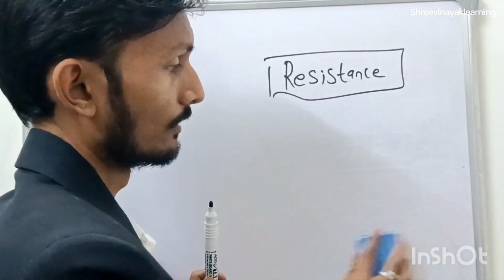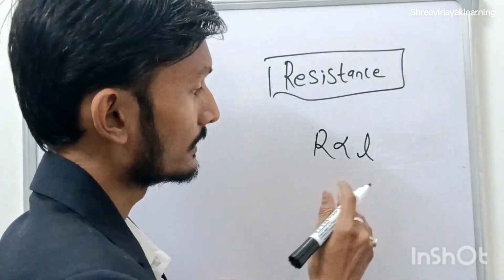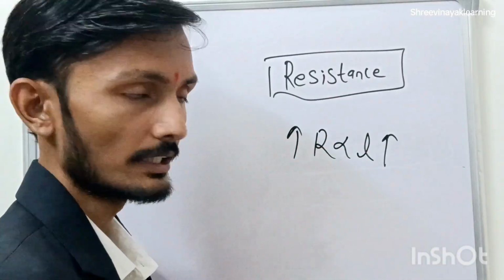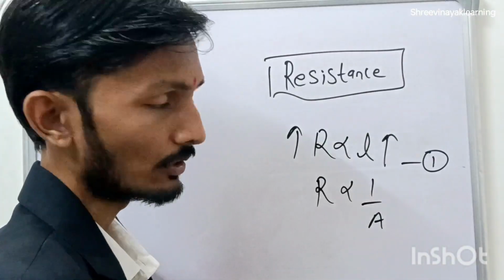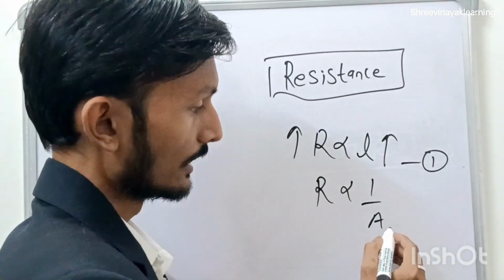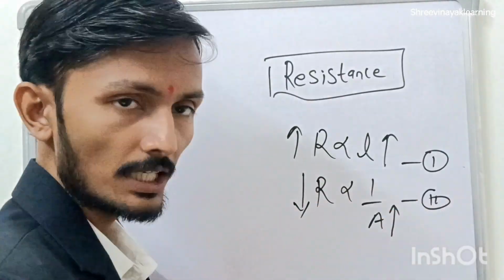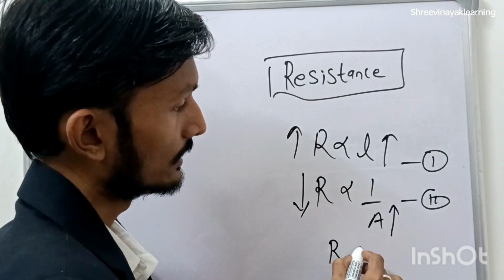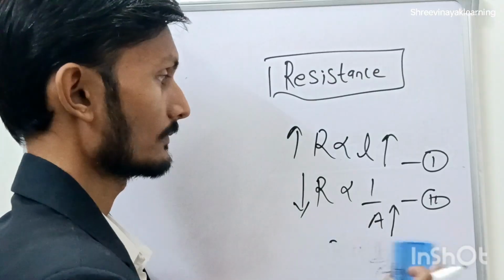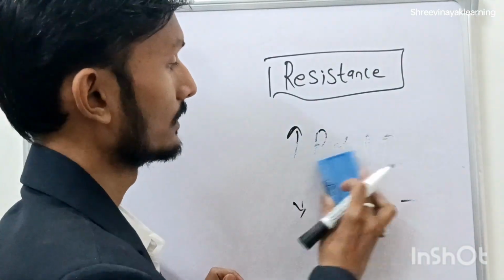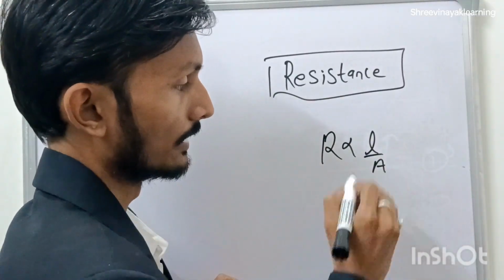We know that resistance is directly proportional to the length. If the length of the conductor increases, then its resistance also increases. Clear? We know that resistance is inversely proportional to the cross-section area of the conductor. It means that if the area of the conductor increases, then the resistance decreases. That's the second equation. If we combine both equations, we get R is directly proportional to L and inversely proportional to A. Clear? If we combine both equations, we get R is directly proportional to L upon A.